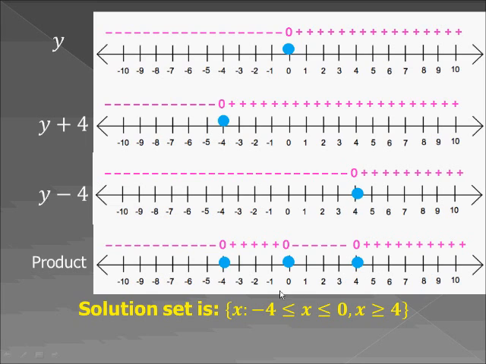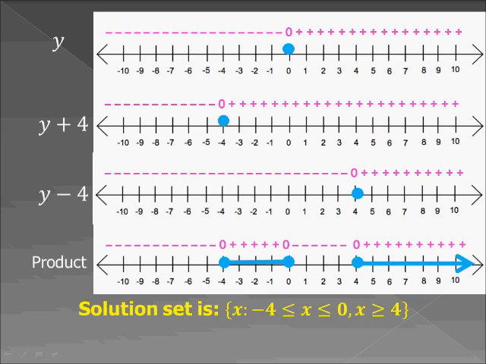Since we need the area to be positive, we graph this area here between negative 4 and 0, and we graph this area to the right of 4. So the solution set is x is such that negative 4 is less than or equal to x is less than or equal to 0, or x is greater than or equal to 4. Alright, so the sign graph basically has you line them up and do that.